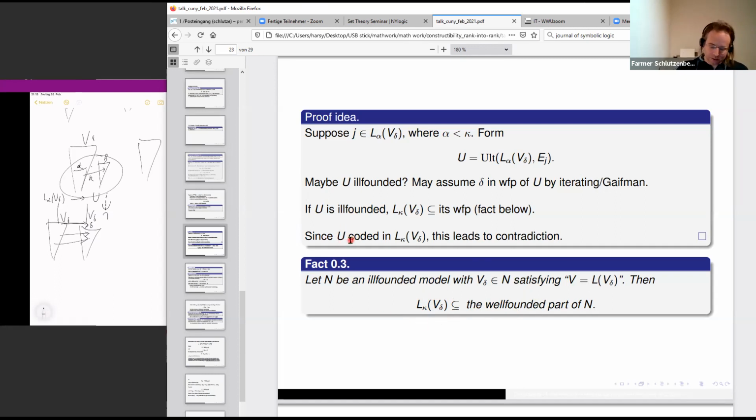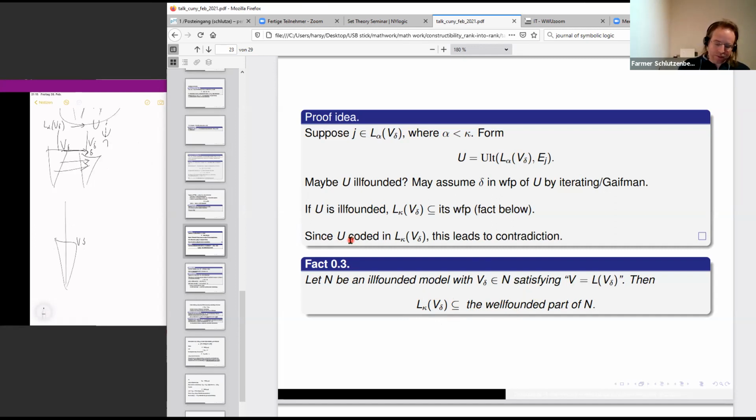And so now we've got a problem because we had V delta and this alpha and kappa, the admissible. We took the ultra power, but everything needed to form the ultra power was in L alpha. L kappa V delta is just like this piece here, L alpha V delta and the E, which is in here. So we form this ultra power U as some set working inside L kappa V delta.